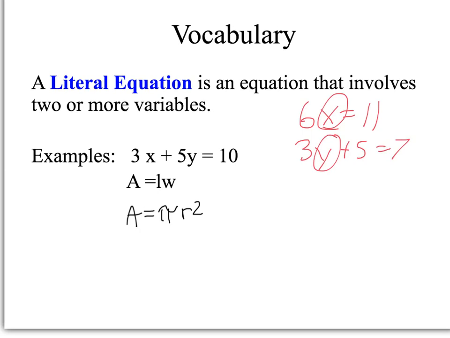So I just threw some examples. I just made this one up. Like 3x plus 5y. So you have two variables, x and y. That would be a literal equation. And then our formulas that we're used to, like area equals length times width, that one has 3. Area of a circle would be area equals pi r squared, so you have two variables, area and radius. So that's all literal equations are. They involve more than one variable, at least two, but it could be more than two.